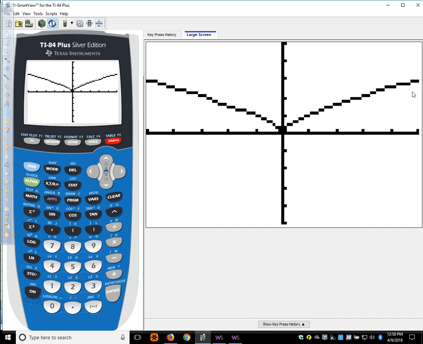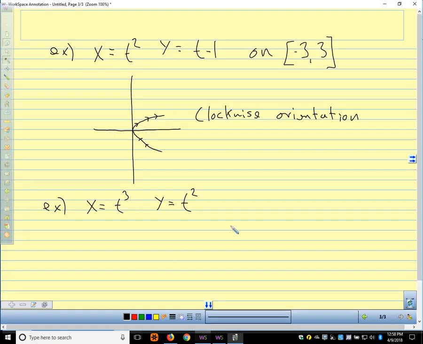So you can graph lots of interesting kinds of curves with parametric equations. So this one turns out to look something like this. And we have left to right orientation. All right, questions on you graphing these in your calculator?